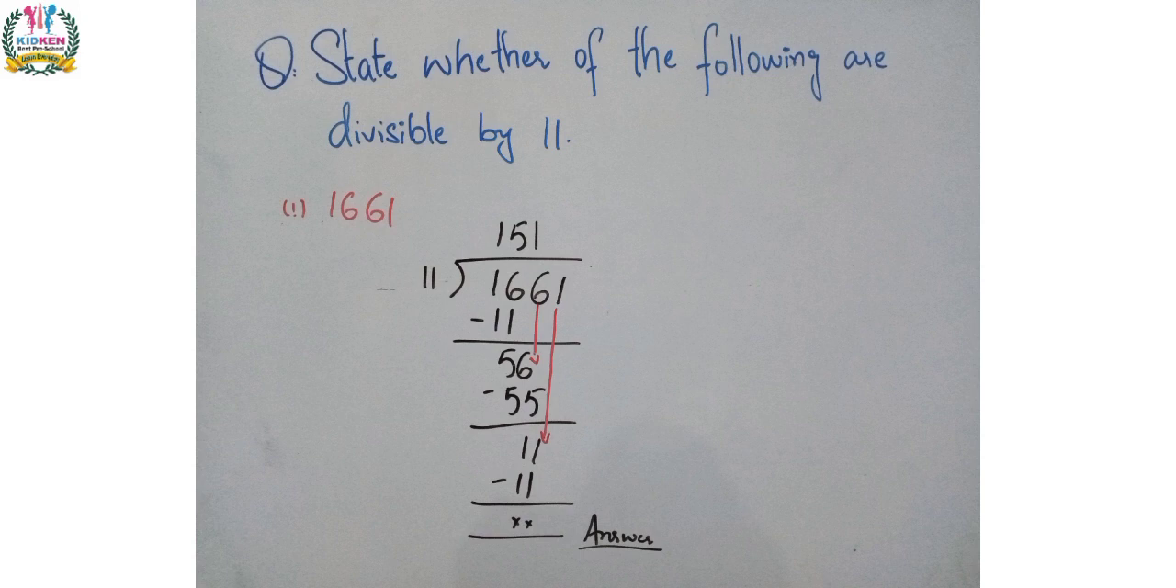So 11 times 5 is 55. Then again we have a remainder 1. So we can write the next digit, which is 1. So we have 11. 11 ones are 11, the remainder is 0, and it is completely divisible by 11. So our solution is 150.